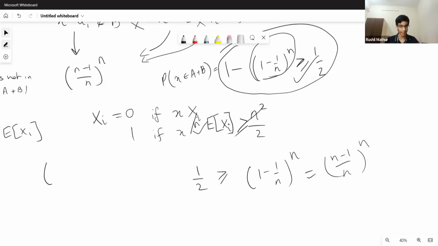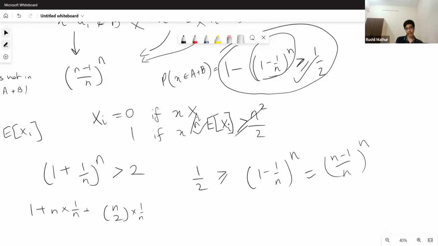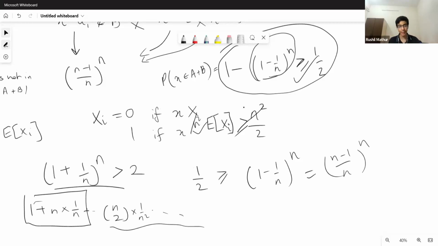Because then I can use Bernoulli's theorem. Basically, Bernoulli's theorem would say 1 plus 1 by n, the whole raised to n, is more than 2. Because if you do binomial expansion, you get 1 plus n into 1 by n plus n choose 2 into 1 by n squared, etc. But these first two terms sum itself is 2, and then you have positive stuff. So this is at least 2. And that's what we'll basically prove.